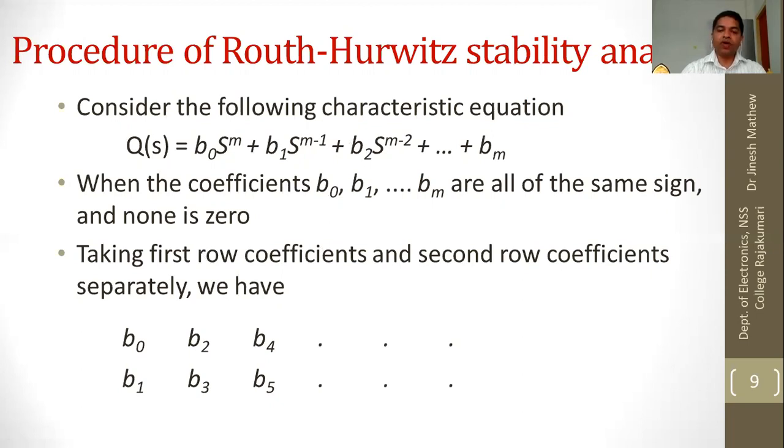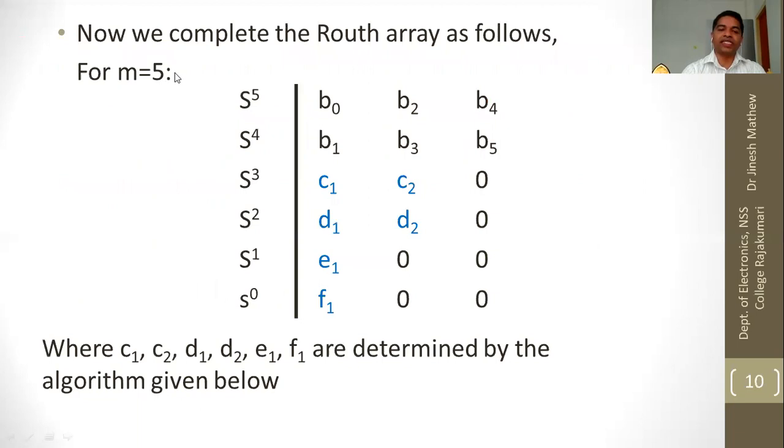That forms the first two rows of the Routh array. If the order of the characteristic equation is m equal to 5, then we can write s raised to 5, s raised to 4, s raised to 3, etc., up to s raised to 0, and then we write the first two rows from the characteristic equation. Then we have to calculate the remaining terms in the Routh array. They are calculated as follows. C1 is calculated from the previous two rows, that is, from this row and this row. So C1 is the determinant of these four terms.